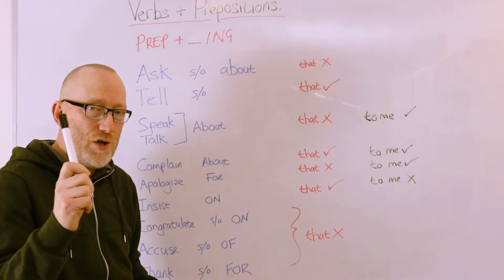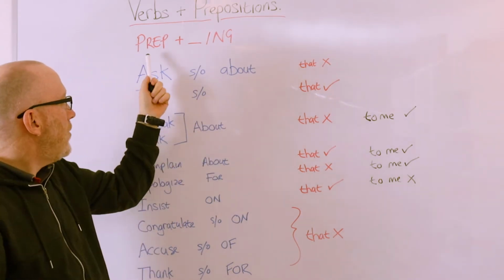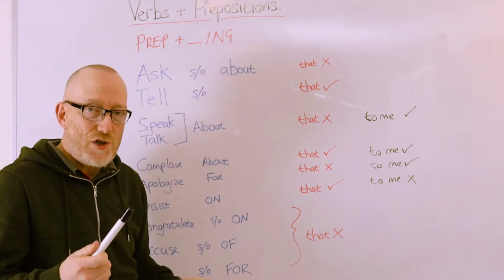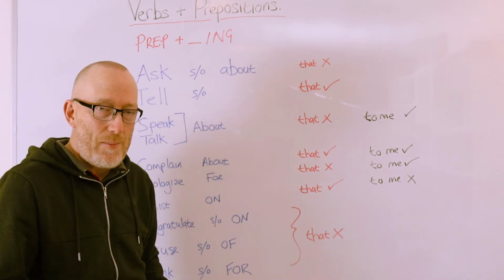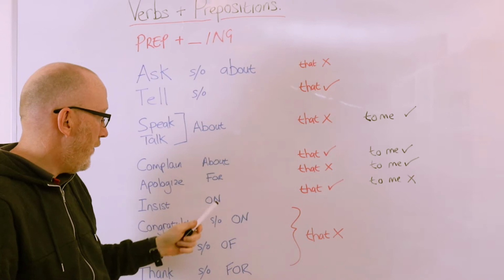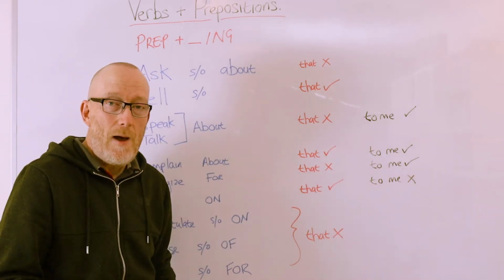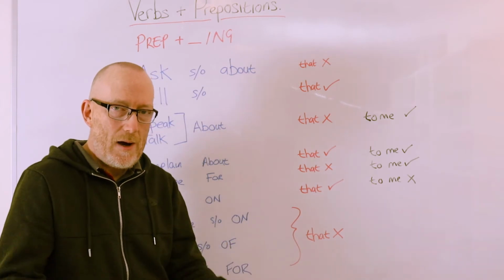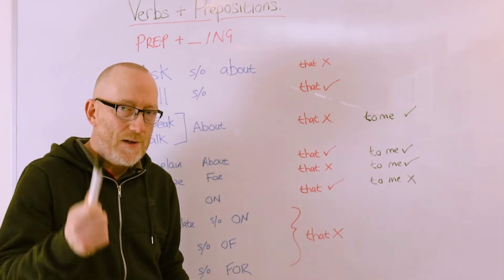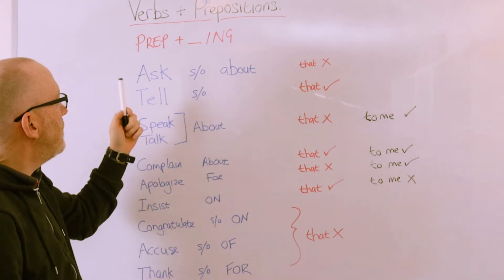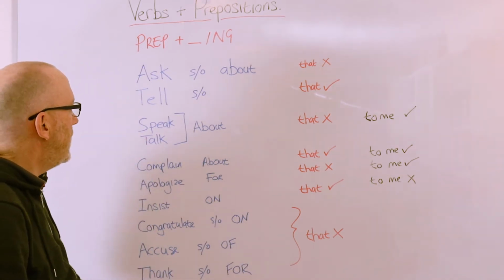Now, you should know by now that when a preposition is followed by a verb, the verb has to be in its gerund form. It has to be an ing verb. So every preposition, whether it's about, for, on, of, etc., the verb that follows has to be a gerund. It has to be an ing verb. Yeah? So don't forget that. That's important.